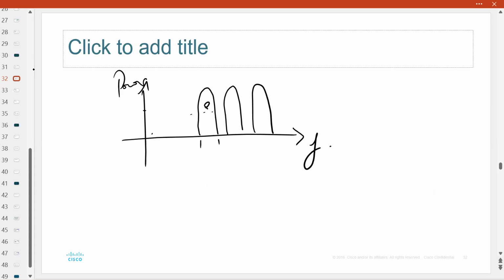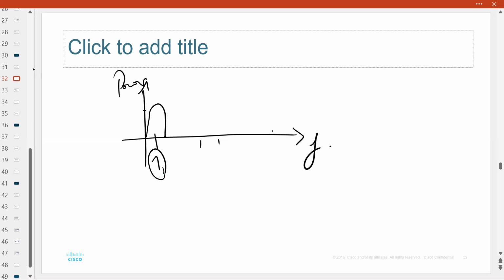OFDM. What does it do? Okay, let me start by defining FDM, frequency division multiplexing, before I go to OFDM. So FDM says every channel gets used by one user. So this is channel number 1 being used by a user.